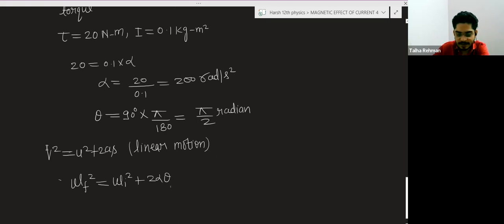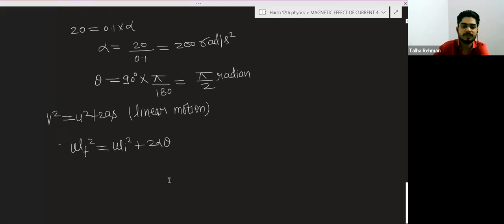See here: this is the final linear velocity square, here is the final angular velocity square. Here is the initial velocity square, here is the initial angular velocity square. Here is 2, here is 2. Here is linear acceleration, here is angular acceleration. Here is linear displacement, here is angular displacement.